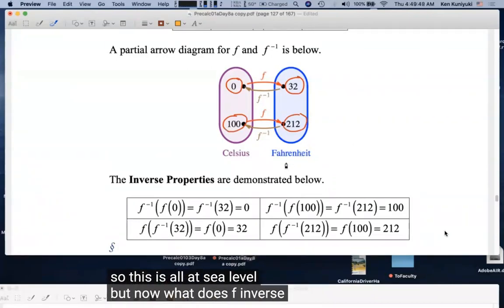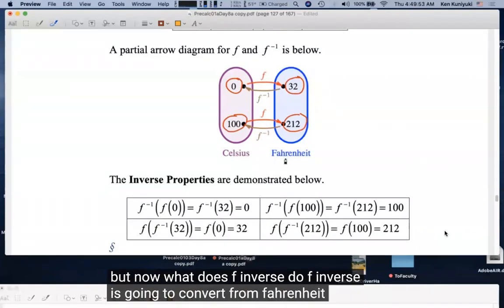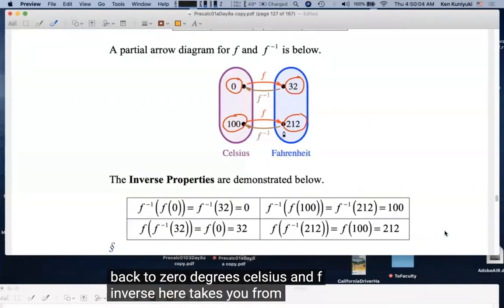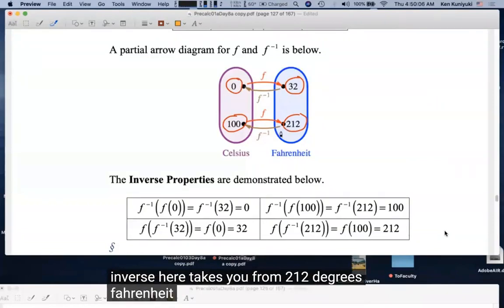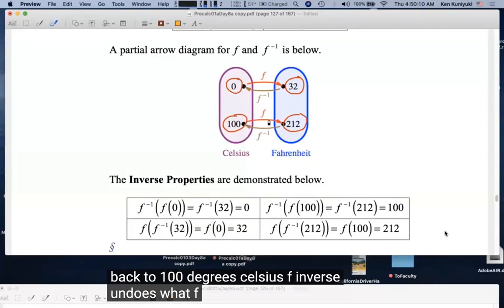But now what does f inverse do? F inverse is going to convert from Fahrenheit back to Celsius. So f inverse takes you from 32 degrees Fahrenheit back to 0 degrees Celsius. And f inverse here takes you from 212 degrees Fahrenheit back to 100 degrees Celsius. F inverse undoes what f does.